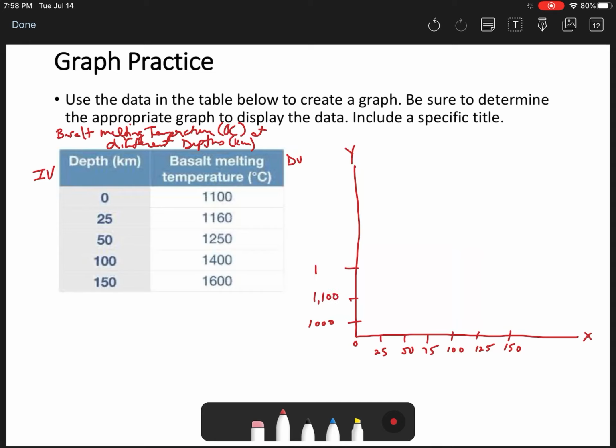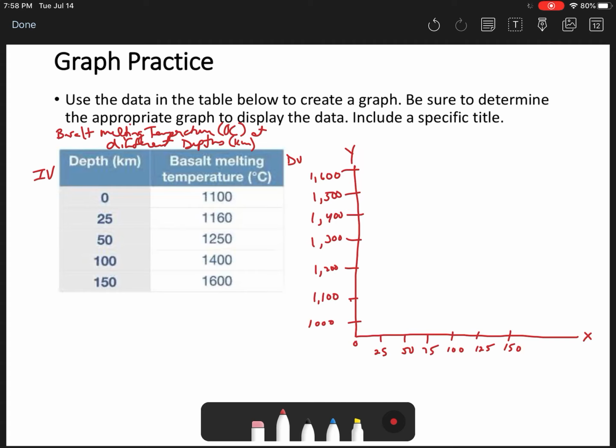1,100. 1,200. 1,300. 1,400. 1,500. 1,600, and do it that way. Okay?